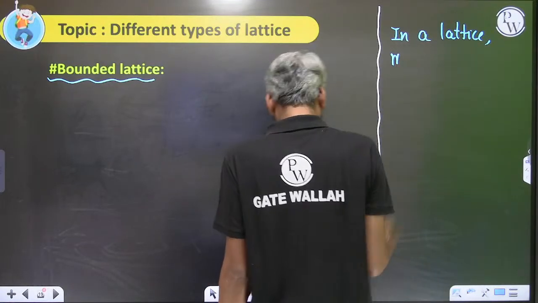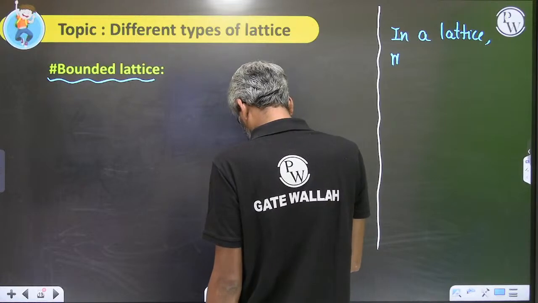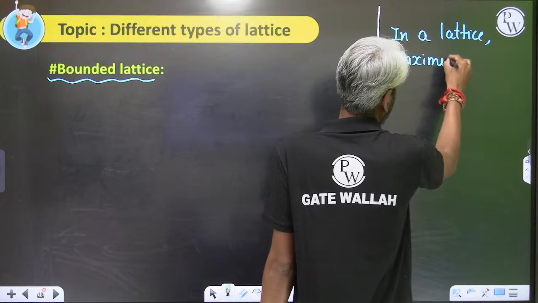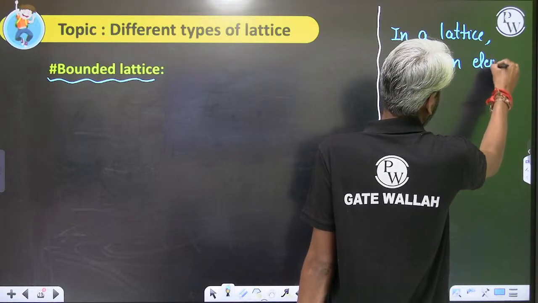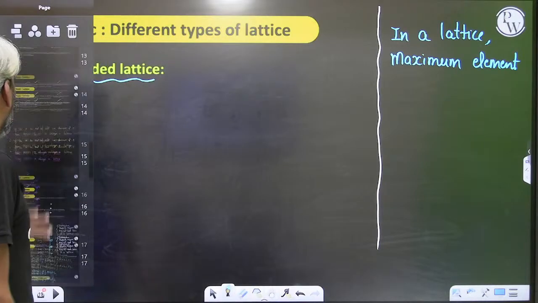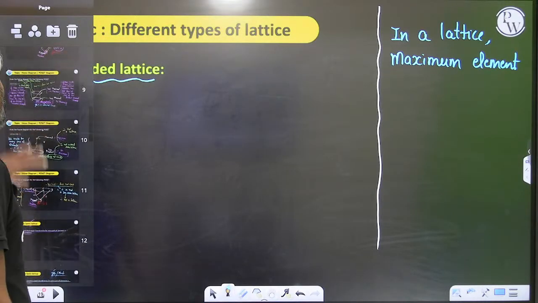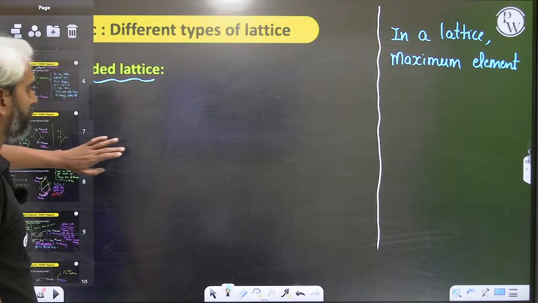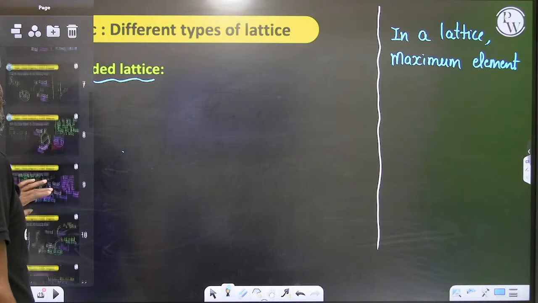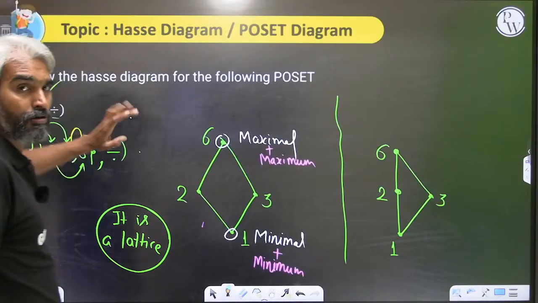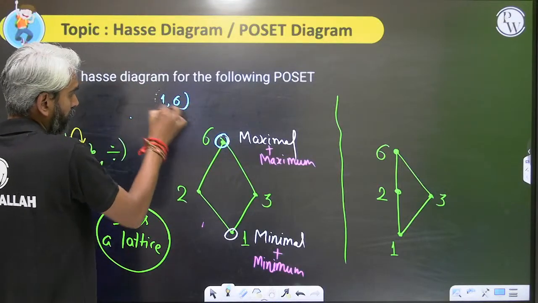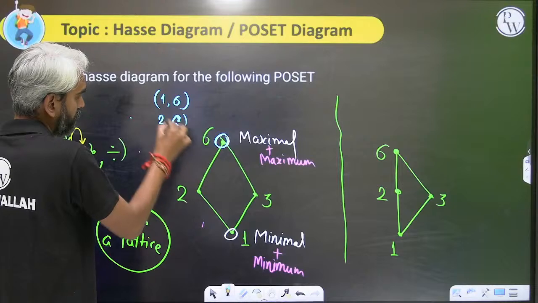Maximum element, or in a poset, maximum element. Do you remember the maximum element? Go back. Sir, the element which is on the upper side of all the elements of the poset will be called the maximum. So 1 divides 6, so 6 is on the upper side of 1. 2 divides 6, 6 is on the upper side of 2.